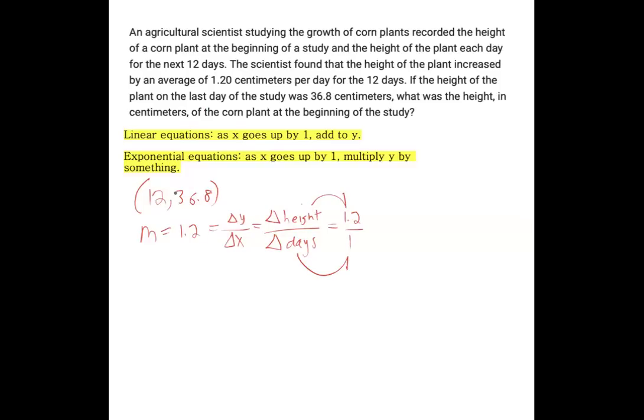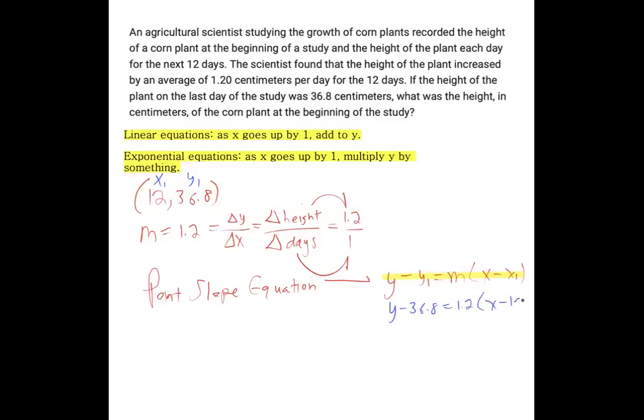So what we have here are a point and a slope. And that means that we can use the point-slope equation of a line, which you should definitely know by heart. It's y minus y1 equals m(x minus x1). Super important equation for you to know by heart there. Now, we're going to take the x and the y of this situation, and we're going to call them x1 and y1. And so it'll look like this. y minus 36.8 equals 1.2(x minus 12).